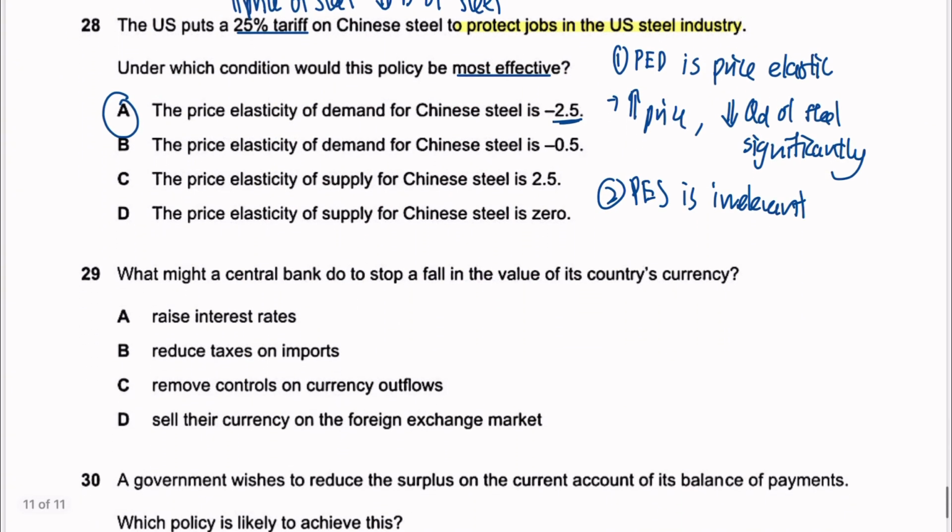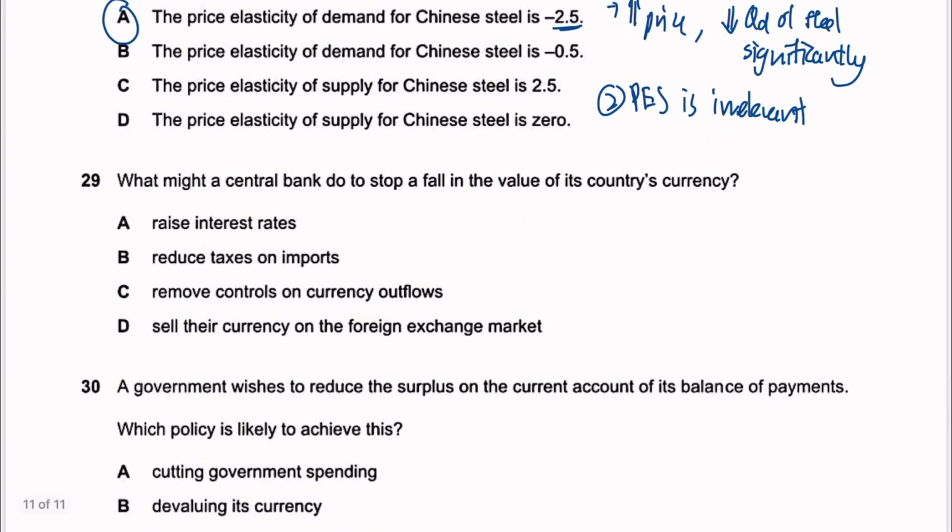Okay. Question 29. What might a central bank do to stop a fall in the value of its country's currency? First, raise interest rates. Yes, it's correct. Because when you raise interest rates, this will attract FDI, because when they invest in a country, they can get a higher return. So when there's an increase in FDI, this will increase your hot money inflow. More money will come into the country. So this will cause your currency to appreciate.